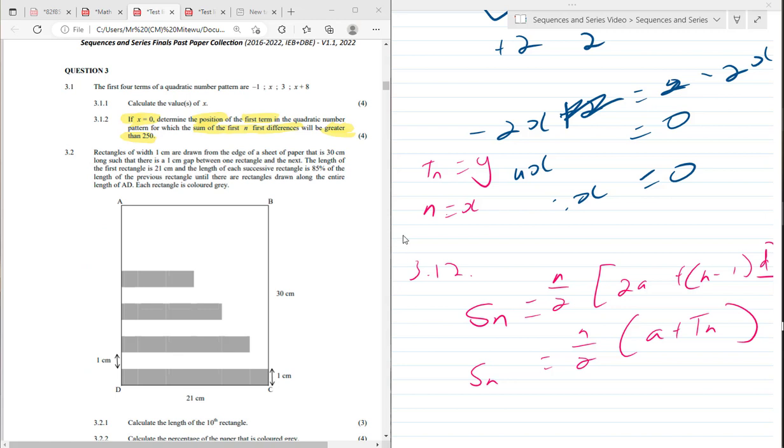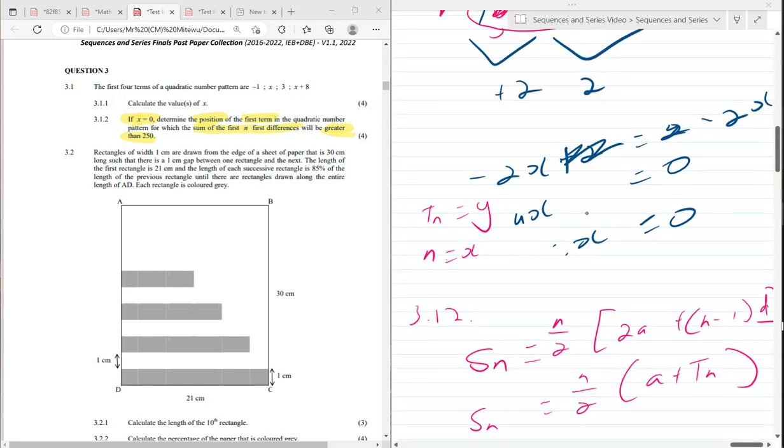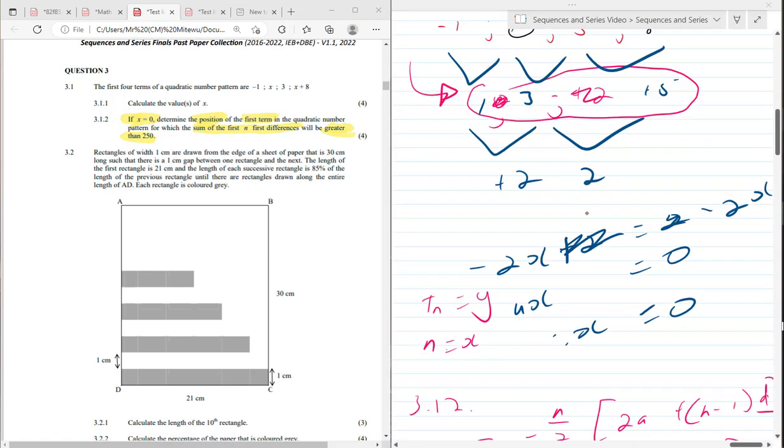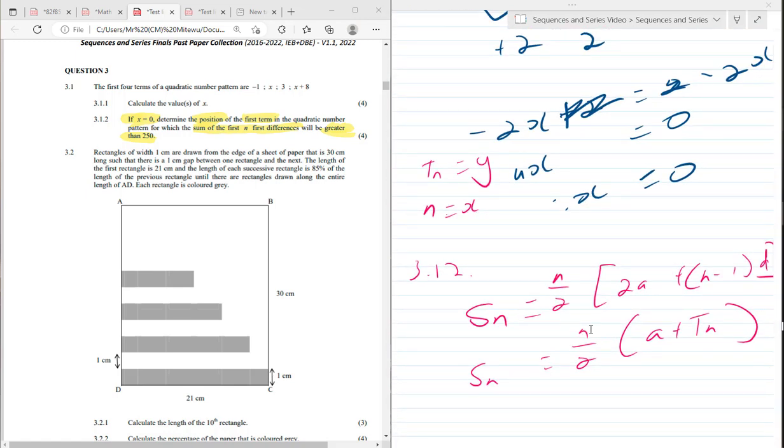And okay, so now do we have our first term? We do have our first term, but do we have our final term? The final term is what we don't have. We don't have the Tn. So it may not be beneficial to use this particular equation. So we don't have to worry about this one for now.